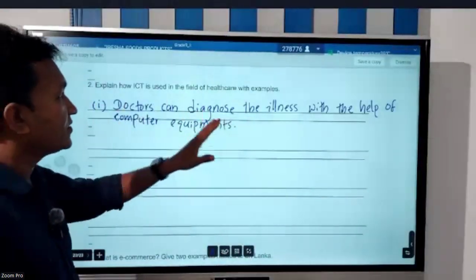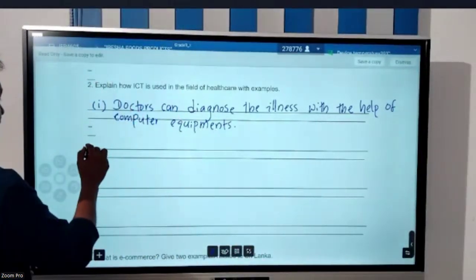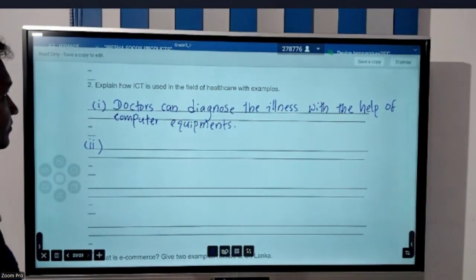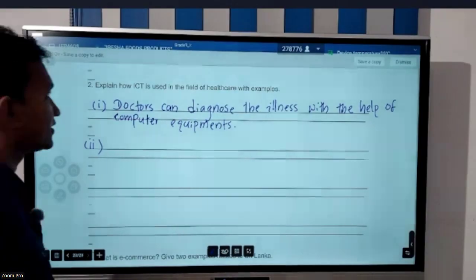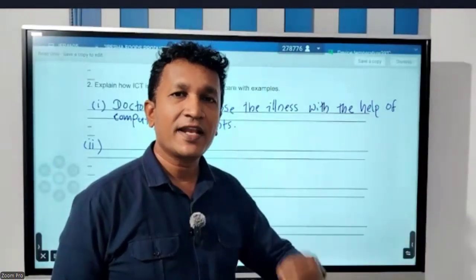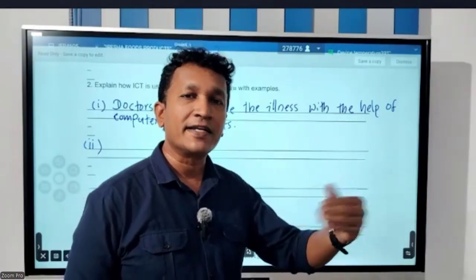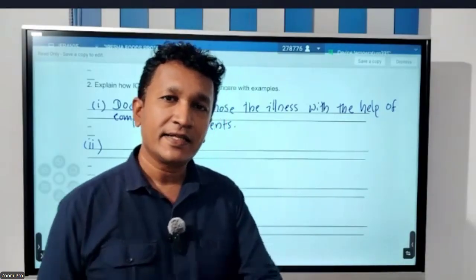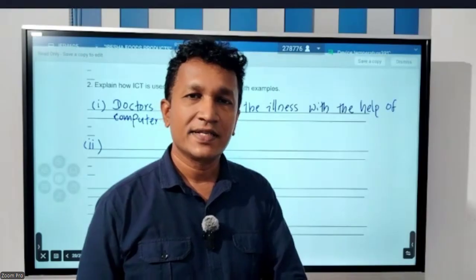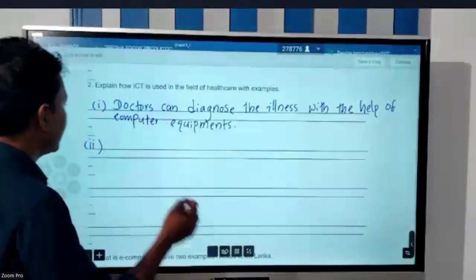Doctors can diagnose the illness with the help of computer equipments. So that is one advantage. Then what? As I said earlier, telemedicine. The patient can get the advices from the doctors by online. So we call it as get the advices, get the medicines from online. We call it as telemedicine.